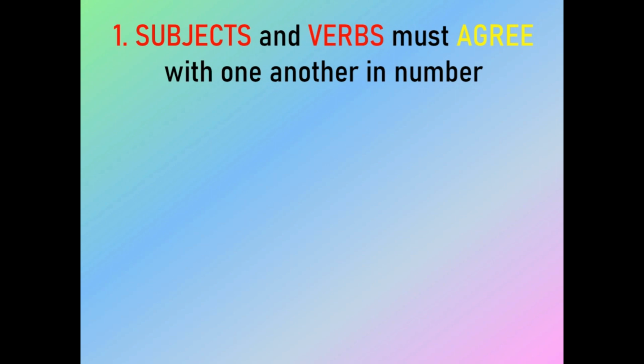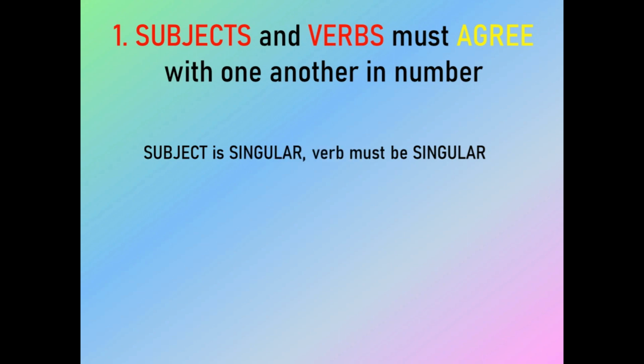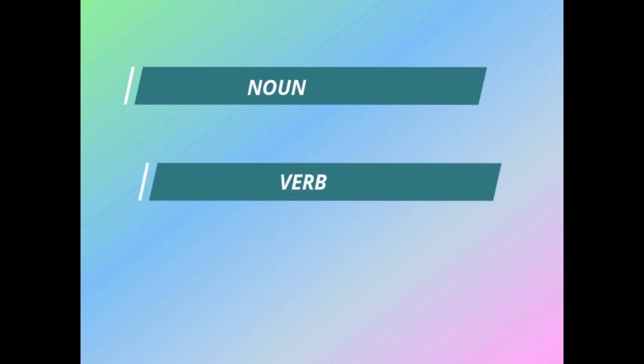First, subjects and verbs must agree with one another in number. This simply means that if the subject is singular, the verb must be singular. When the subject is plural, the verb must be plural. Now, how are we going to differentiate a noun and a verb? With S or without S?